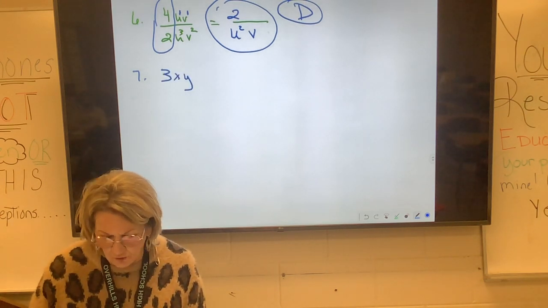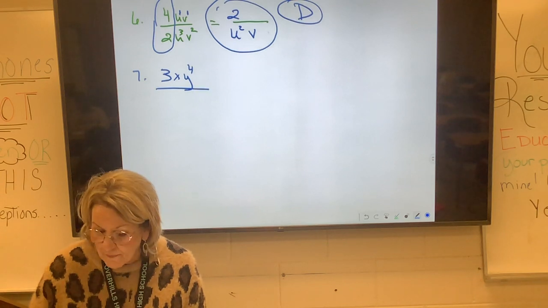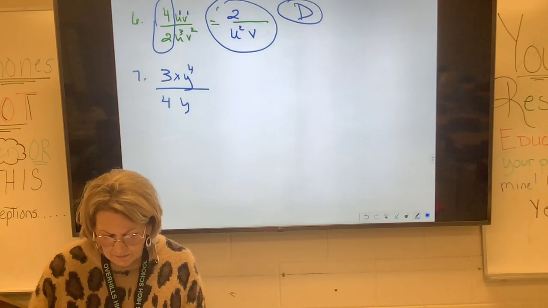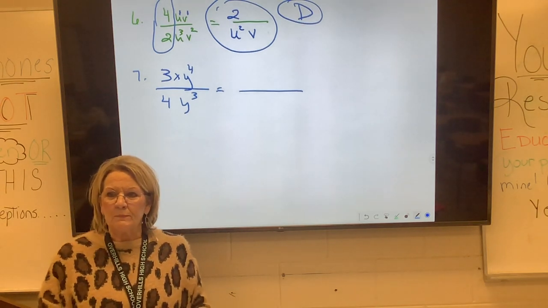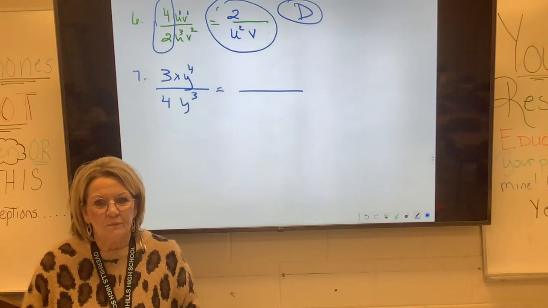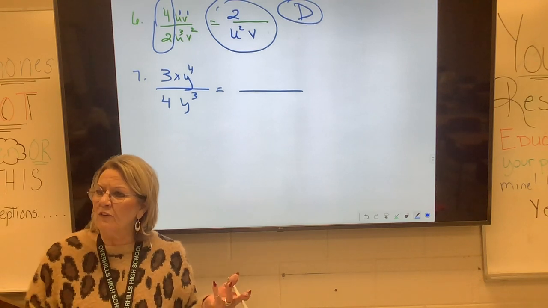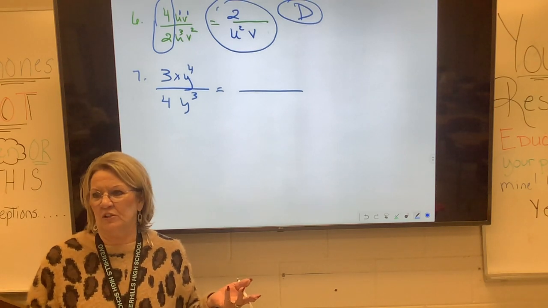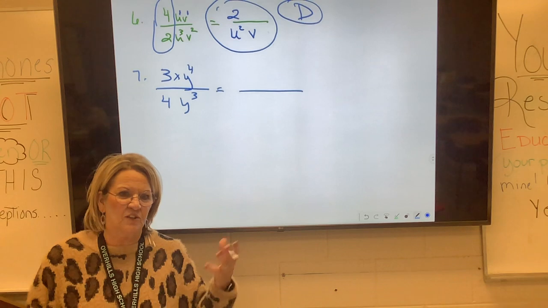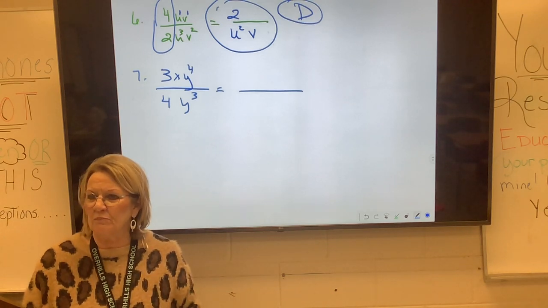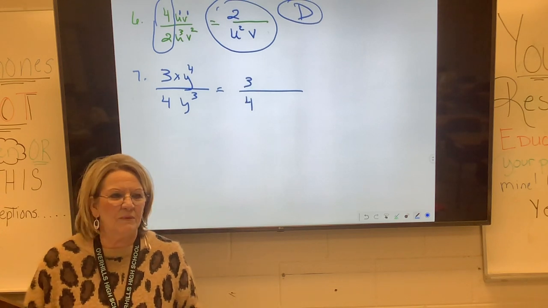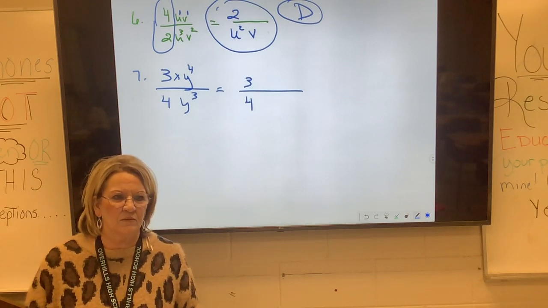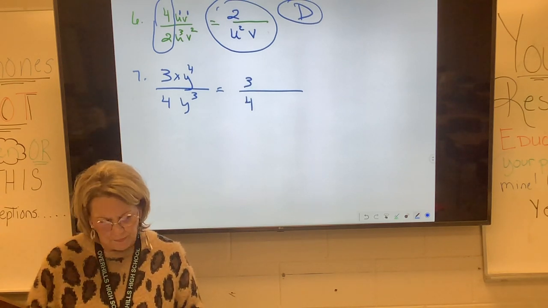3xy^4 over 4y^3. Before I do anything, I'm going to get that fraction bar up there so it's ready. Now, 3 over 4 cannot be simplified unless you give me a decimal, and that's not simplified, that's just a different version. If it can't be simplified, just leave it 3 over 4. Because we're not going to be having decimals in this section. No decimals, leave it 3 over 4.